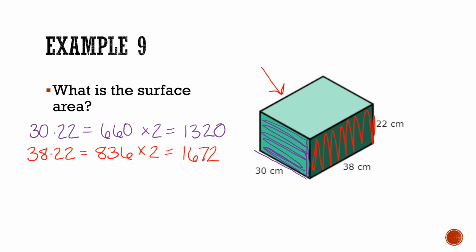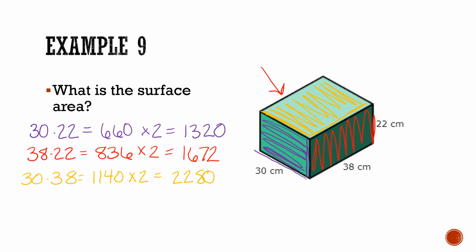And then we've got one more side, which is this top part, which will be the same as the base. We can see that that is 30 by 38. So 30 times 38 gives us 1,140. And we'll have two sides like that as well, that top and the base. So we'll multiply by 2, which is 2,280.